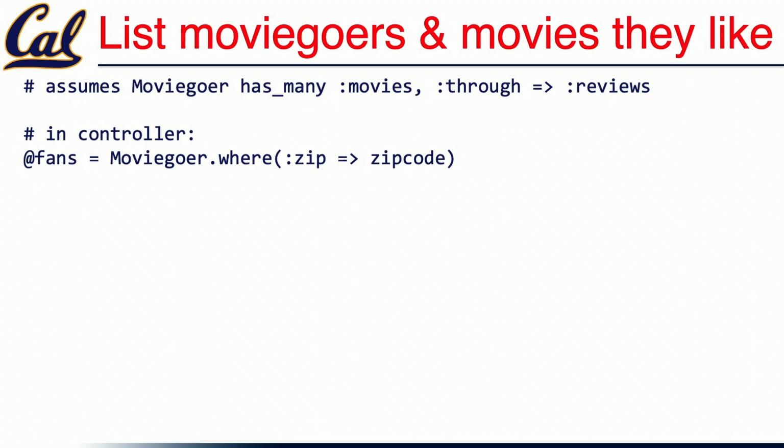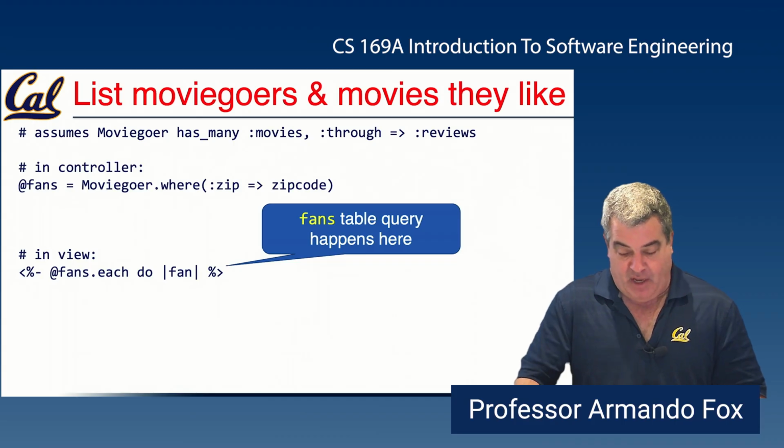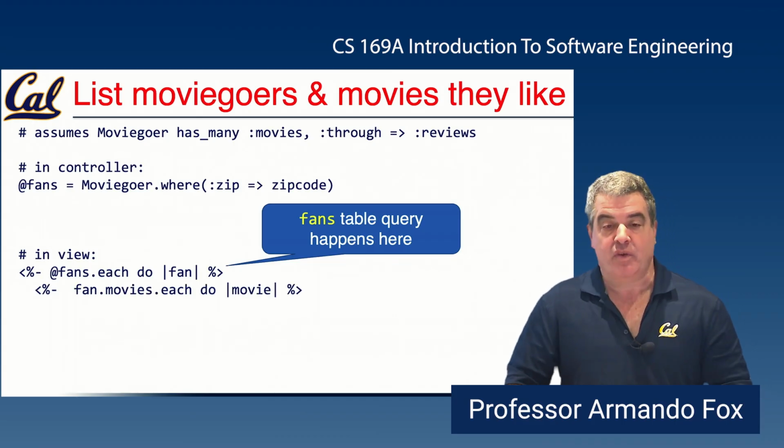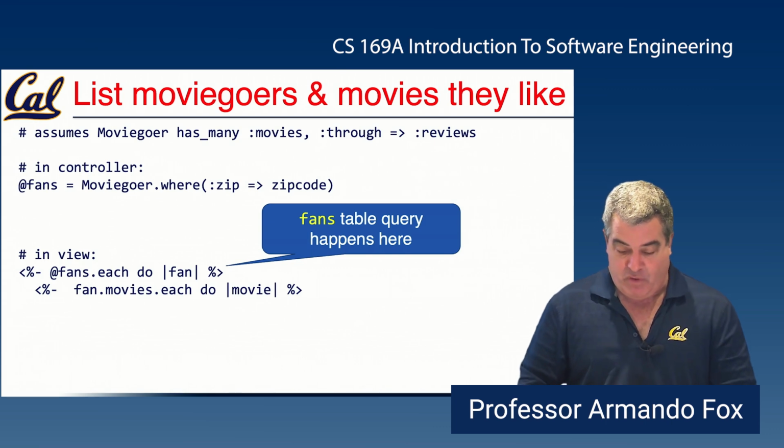So you might have in your controller a variable that gets set to some subset of moviegoers, doesn't really matter which ones. And then you think, okay, easy enough. In your view, you just iterate over all of those moviegoers. And for each one of them, you're going to list the movies that they have written reviews for.